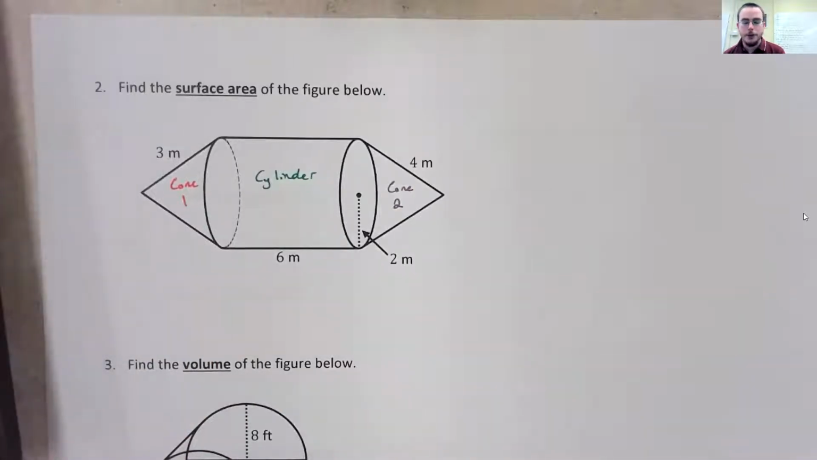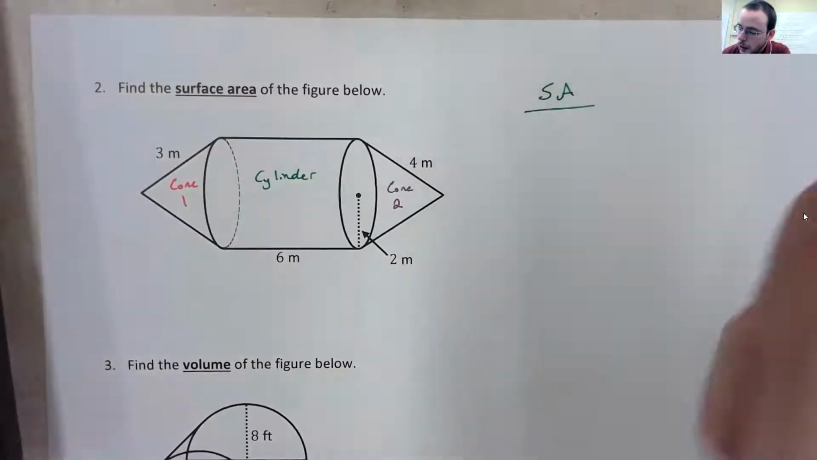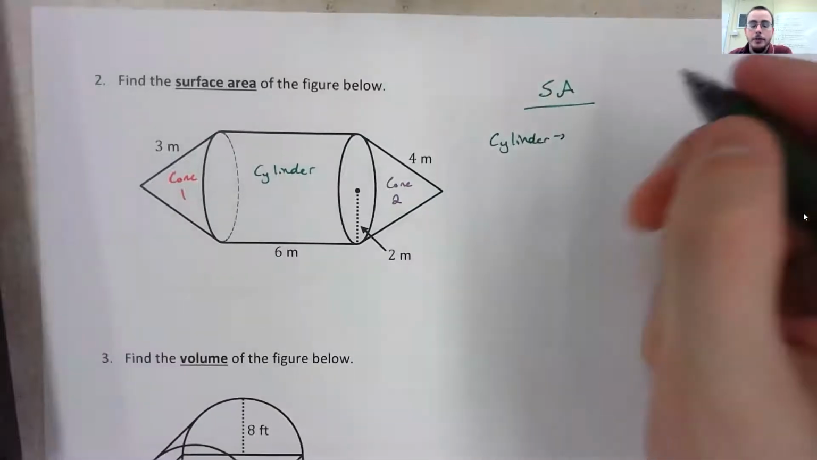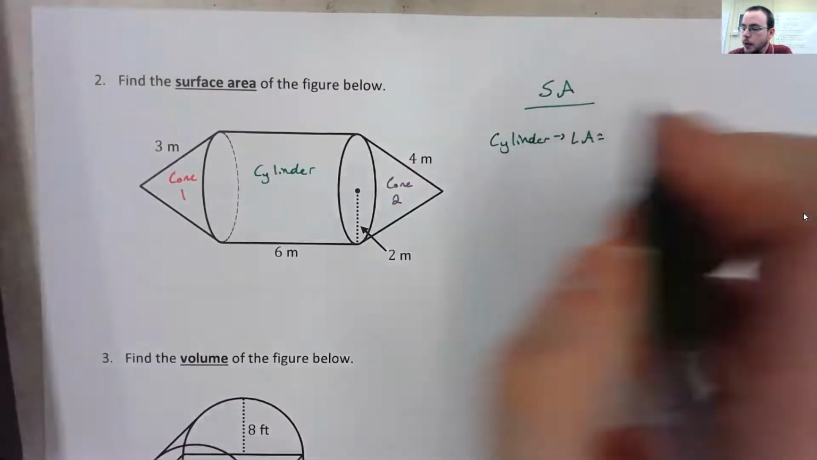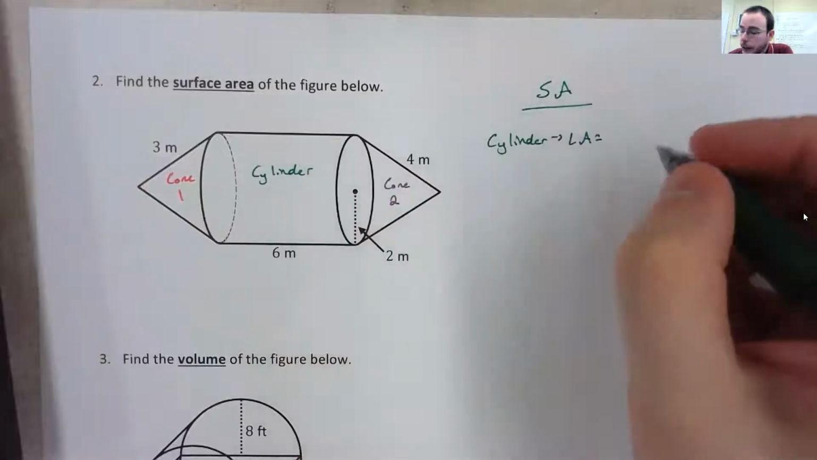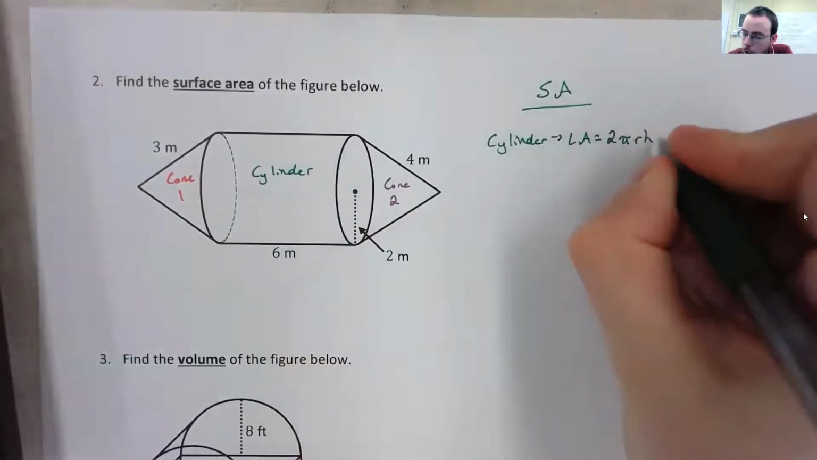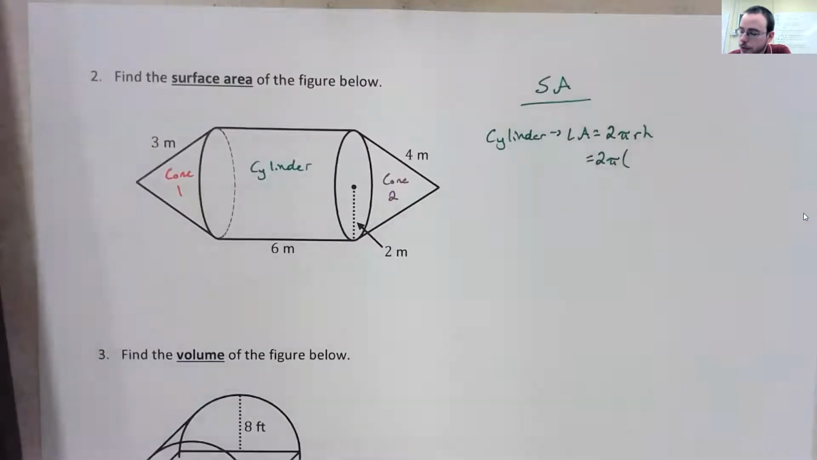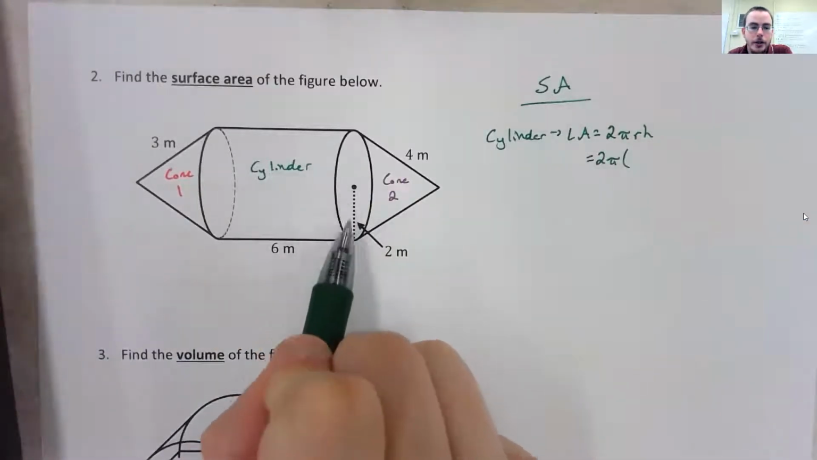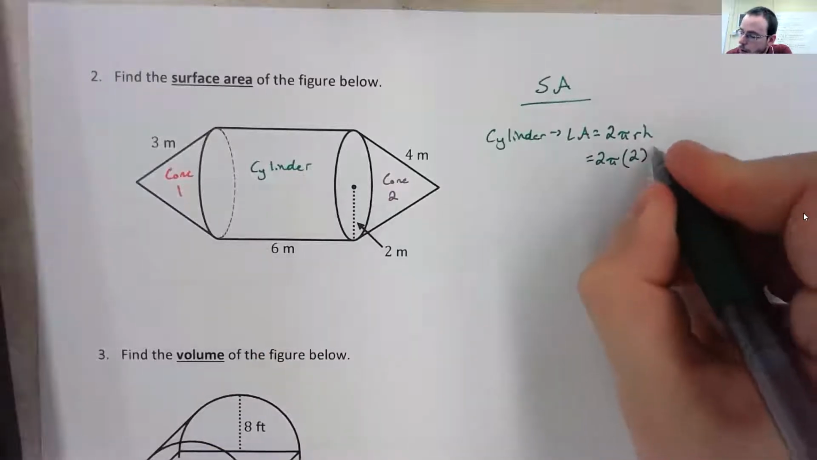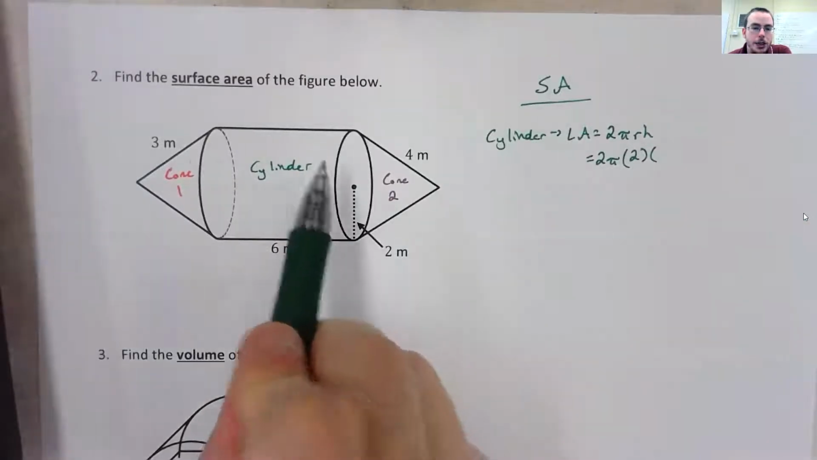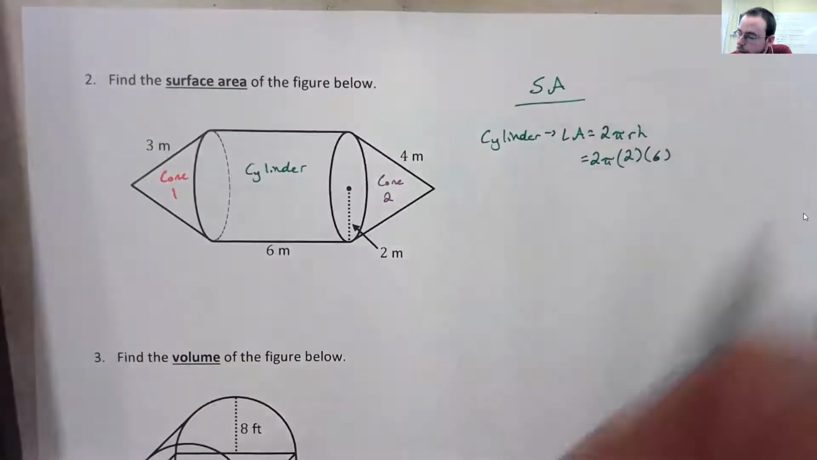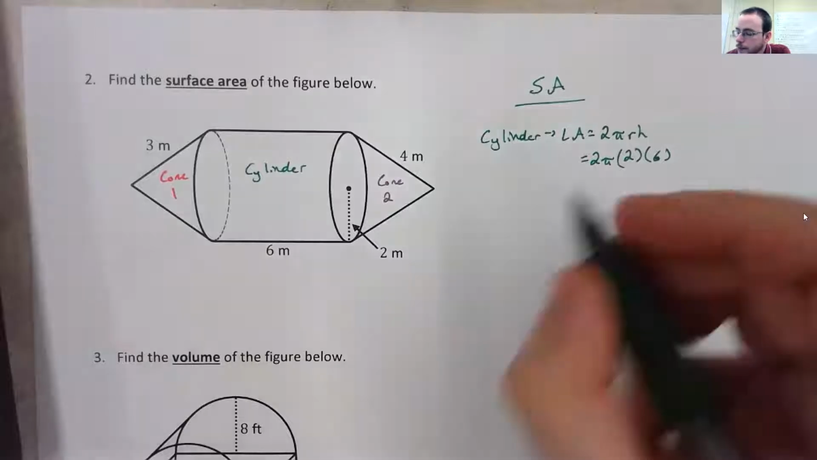So we're going to look at the cylinder first. For the cylinder, we need the lateral area, because it's a composite figure. The lateral area is equal to 2 pi r h. So for our cylinder, what's our radius? Well, our radius is 2. You see that there. And what is the height of the cylinder? Well, if we were to stand this up to where the circles are on the bottom, 6 would be your height. So the 6 is your height for your cylinder.